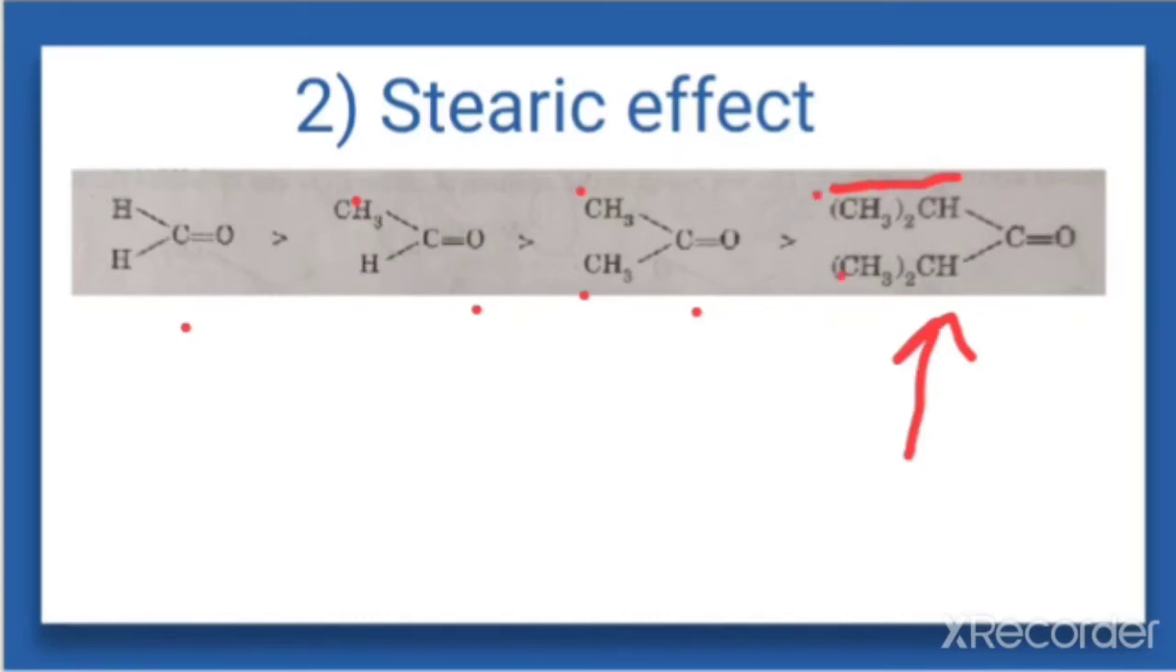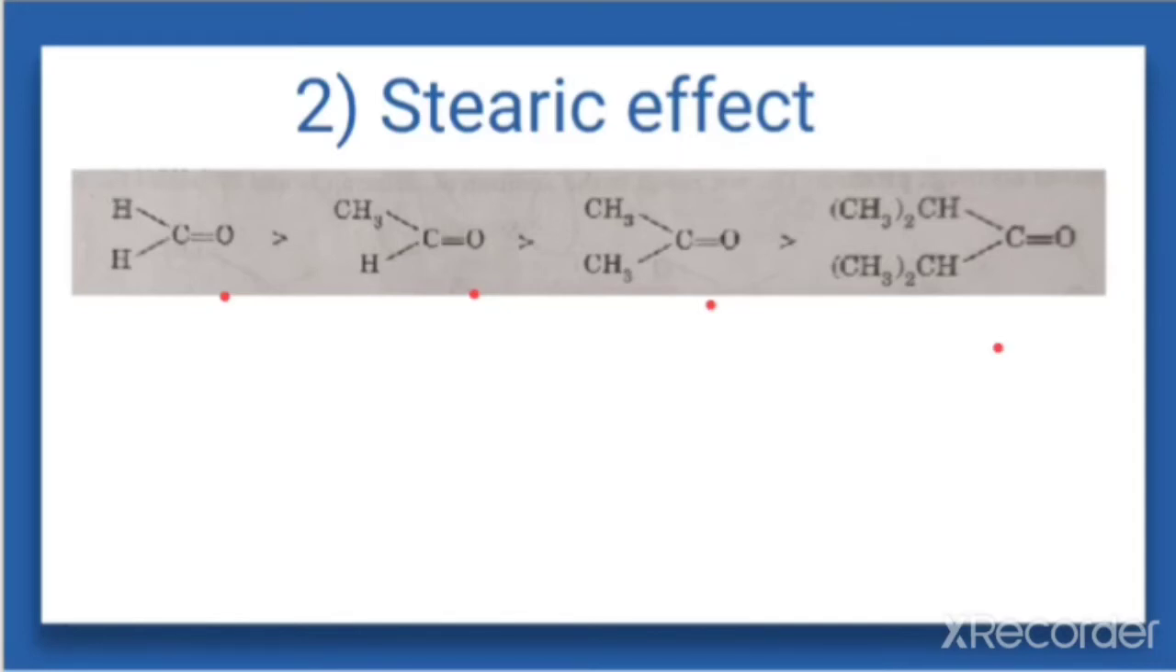So two isopropyl groups are there and it is a ketone, that is a common name. So these are the common names, that is formaldehyde, acetaldehyde, acetone and diisopropyl ketone. When we compare the reactivity of these towards the nucleophilic addition reaction, we can see that formaldehyde is much more reactive than the acetaldehyde, then it is acetone, then it is diisopropyl ketone.